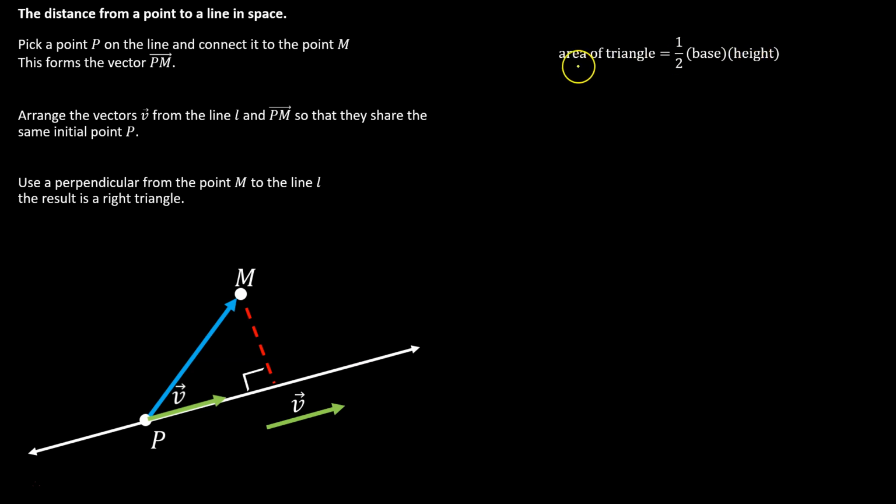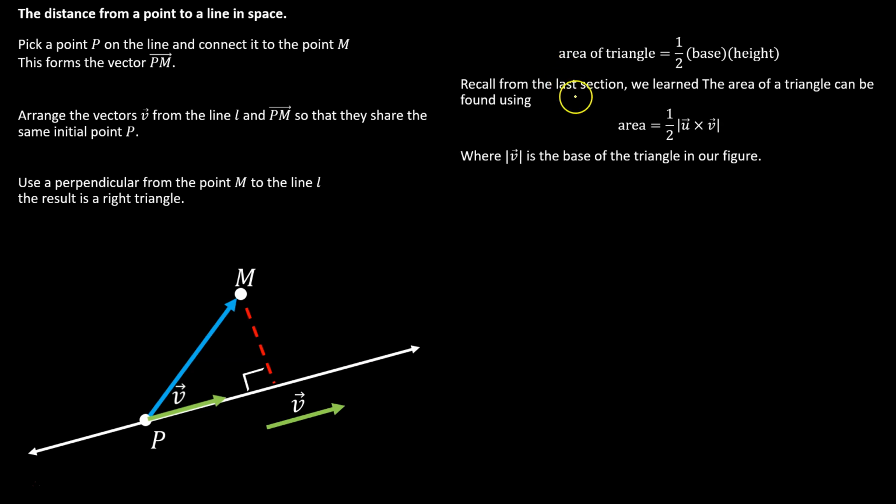But also, we've worked with the area of a triangle using vectors in the last section. So remember that the area of a triangle that's formed between vectors is simply 1/2 times the absolute value of the cross product between those vectors. And if we look at our picture, we can see that the vector PM and the vector V are set up just like they were when we talked about area between 2 vectors.